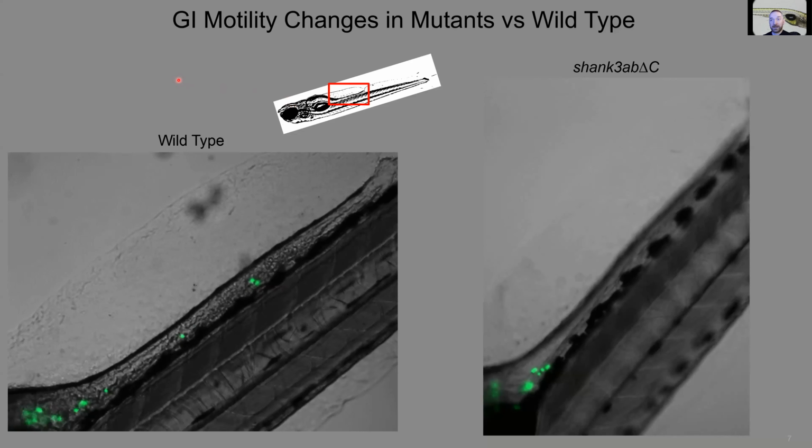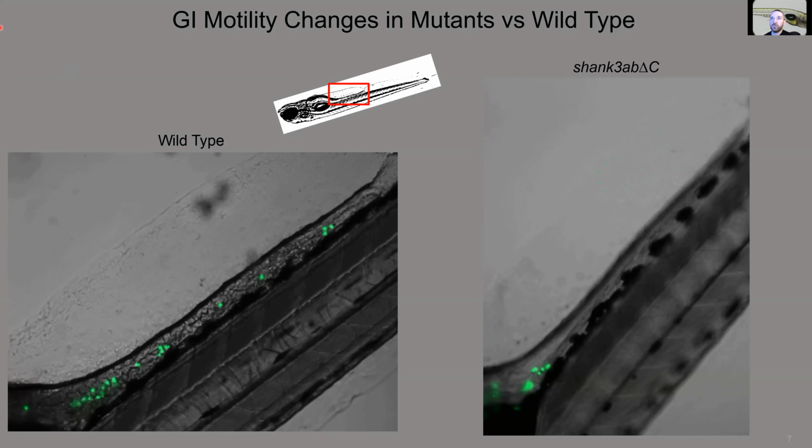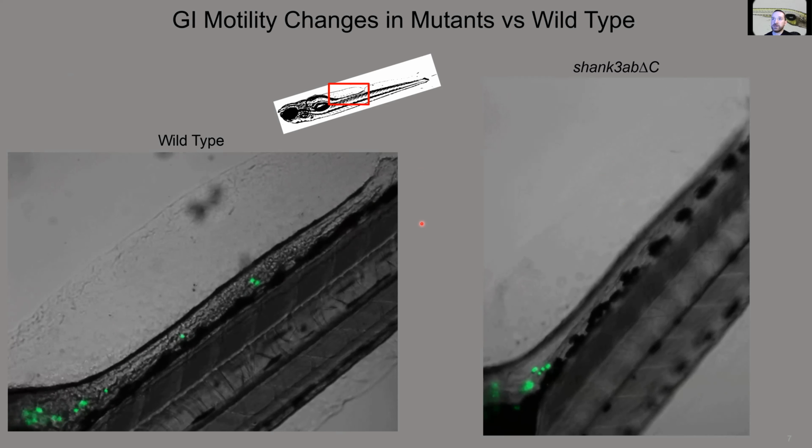So in order to get at that, we fed these fish little fluorescent microspheres and tracked how long it took them to pass these spheres through their digestive tract. So on the left, you can see a typical wild type fish. Again, really robust, rhythmic muscular contractions, peristalsis moving these beads through the digestive tract.